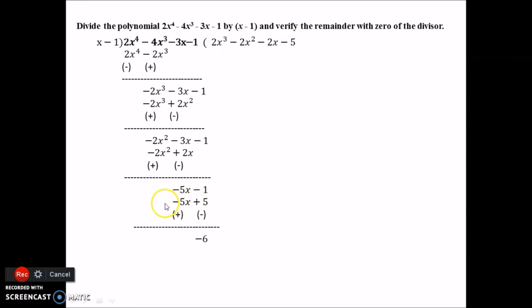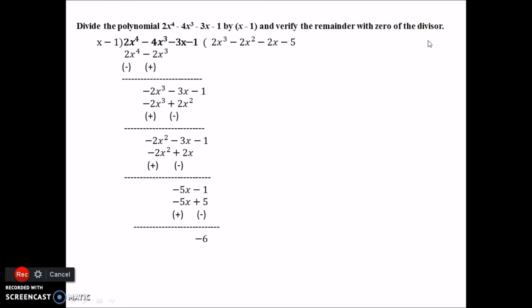And again, by subtracting this value with this value, minus 5x plus 5x is 0, and minus 1 minus 5 gives me a value of minus 6 here. So finally, by dividing this polynomial with another polynomial x minus 1, we will get a remainder of minus 6. Now the question is also to verify the remainder with the 0 of the divisor.